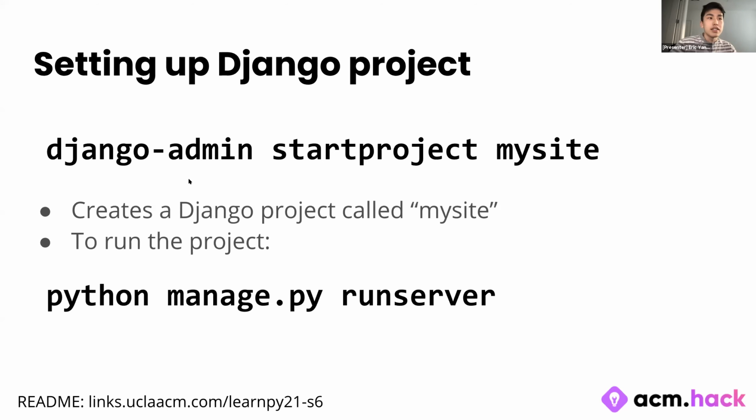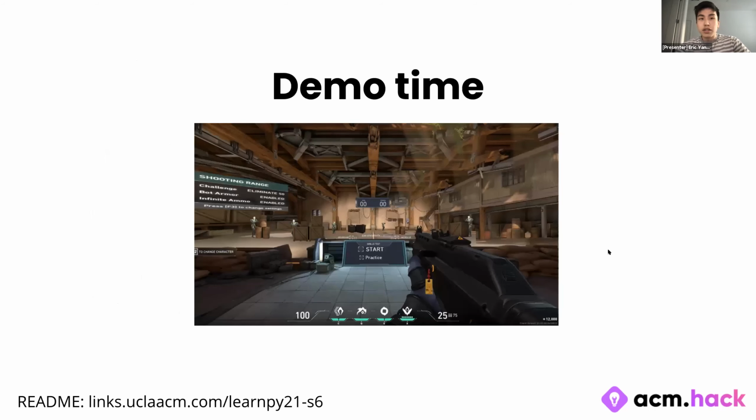And after that, in order to run the project, you're going to use the line python manage.py runserver. So this is going to be for Windows, and if you're on Mac like me, you're going to be using python3. Okay, so now that we've gone over the simple steps to set up the Django project, let's dive into the demo.